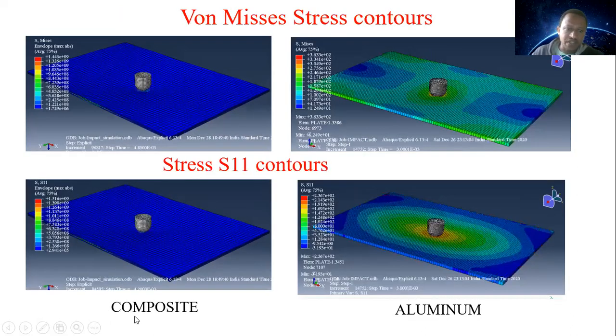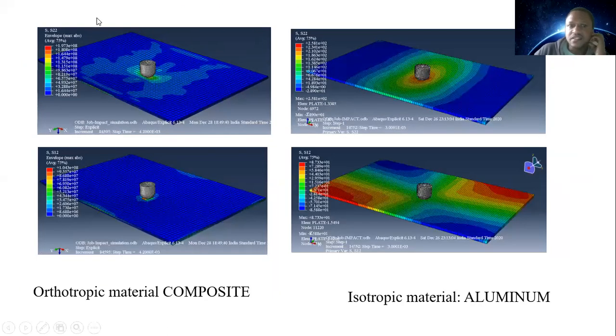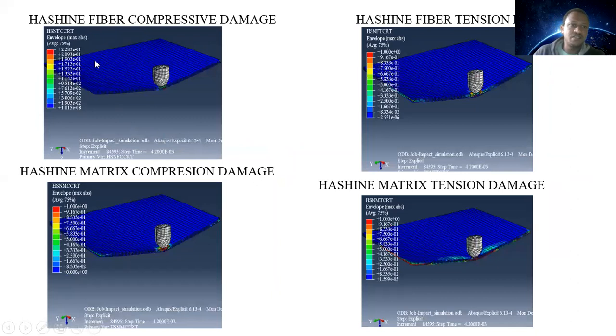This is trace 1-1 for composite, and this is trace 1-1 for aluminum. Their values are also very different, but their impact energy and thickness are the same; only the material is different. This is the S22 plot of the two materials. And this is the Hashin damage criteria for the composite plate.